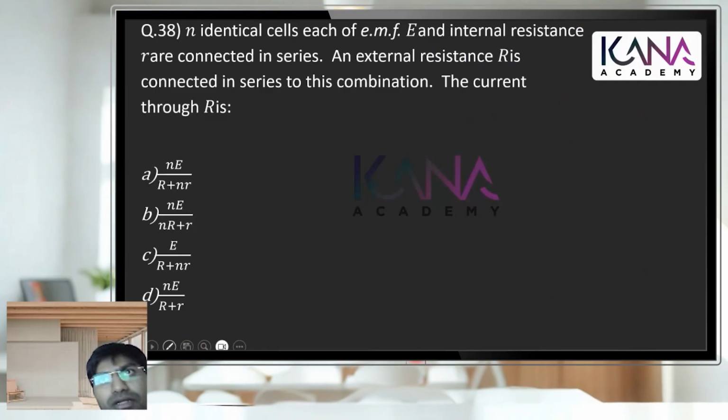38. There are n identical cells of EMF E and internal resistance R. They are in series, and there is an external R. So the total EMF will be n times E. Then the total resistance will be R plus nR. So the current will be nE by R plus nR. So it's option A.